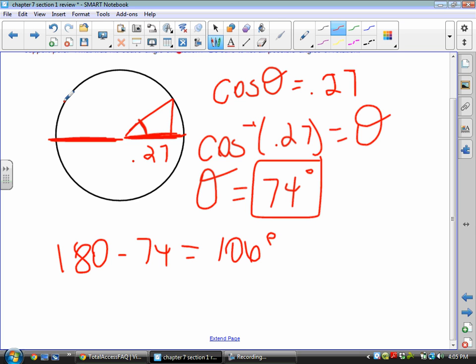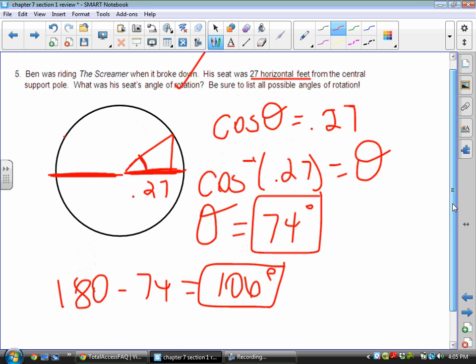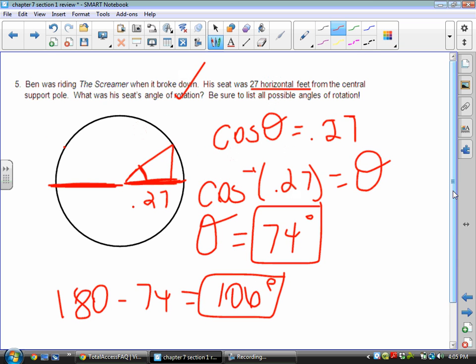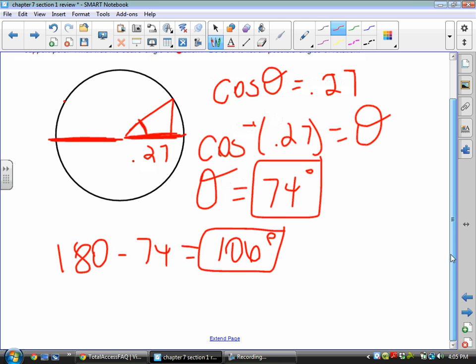I happen to just be to the left of the center, right? The question does not specify. If it says the seat is to the left 27 feet, I'm only going to focus on the left of the circle. Okay, so that is to the right is this amount, that would be 74. To the left would be 106 if I'm up here.